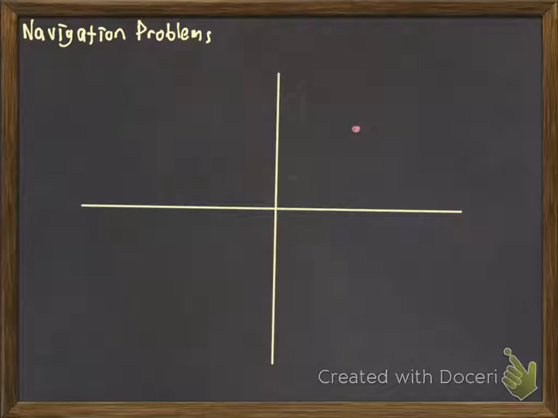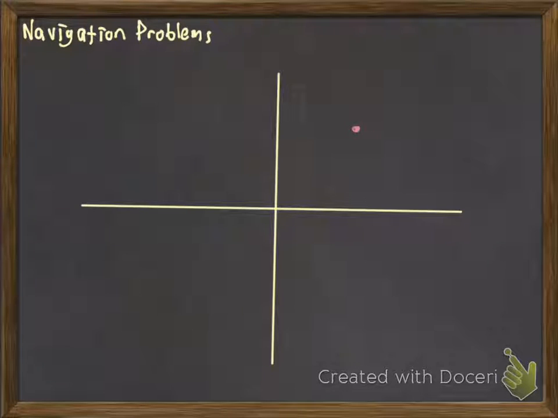So we got this section in the chapter called navigation, and we can extensively use the Pythagorean theorem to help us solve navigation problems. Now, what I mean by navigation is traveling along the north-south line and the east-west line, using that to help us find locations where we are.